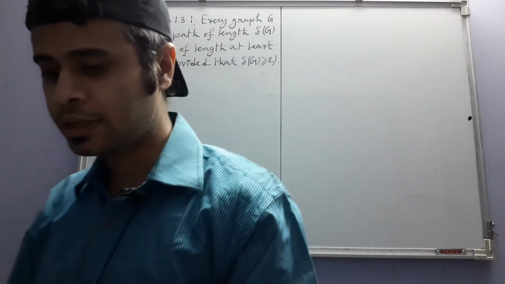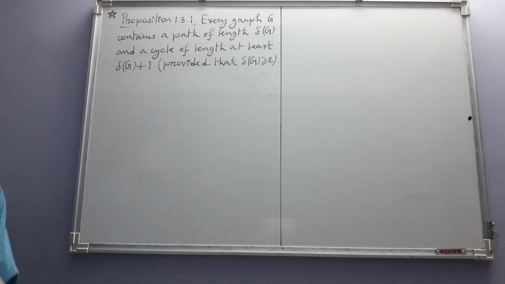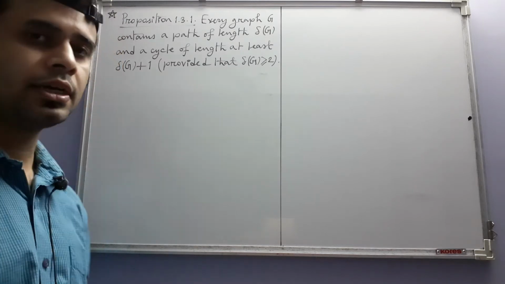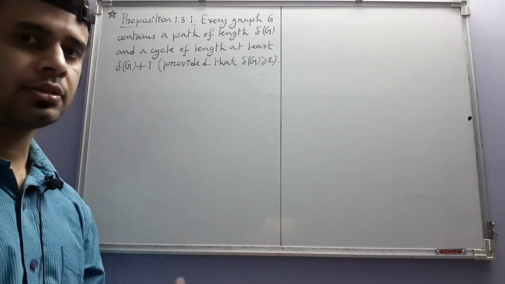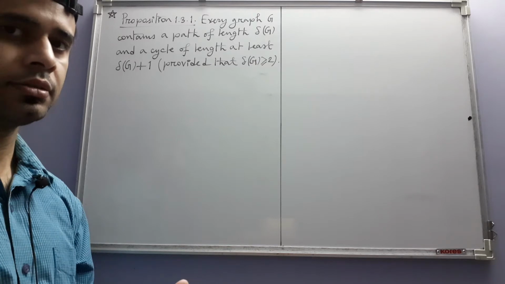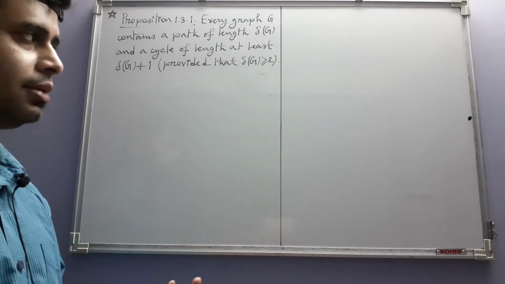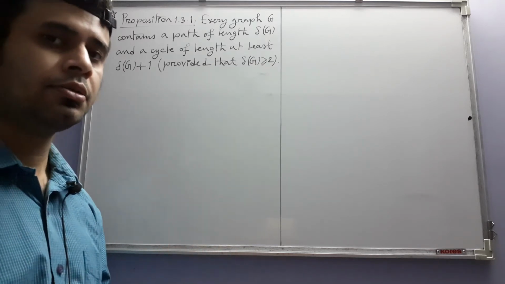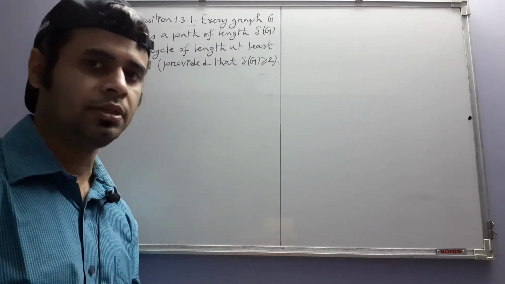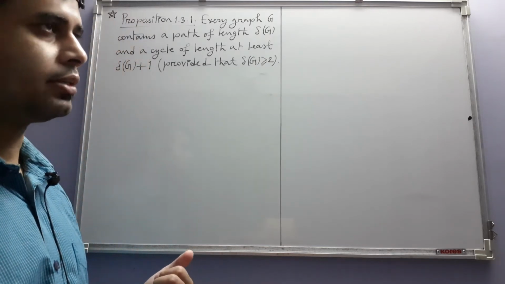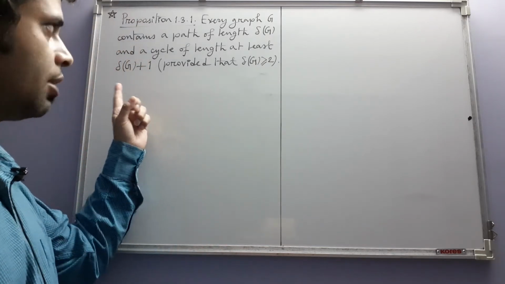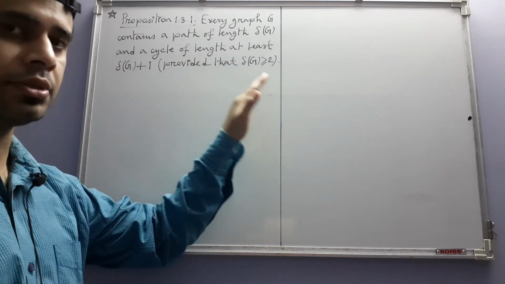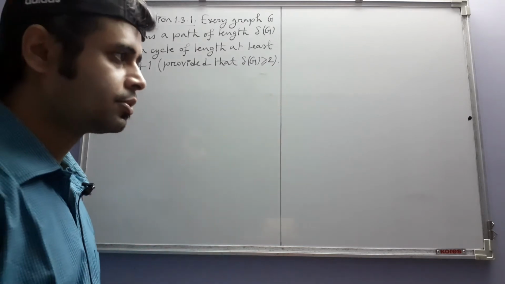Okay, so in the last video we saw this proposition which says that if G is a graph, then it has a path of length at least delta G, in fact a path of length delta G, where delta G is the minimum degree of G, and a cycle of length at least delta G plus 1, provided the minimum degree is at least 2.